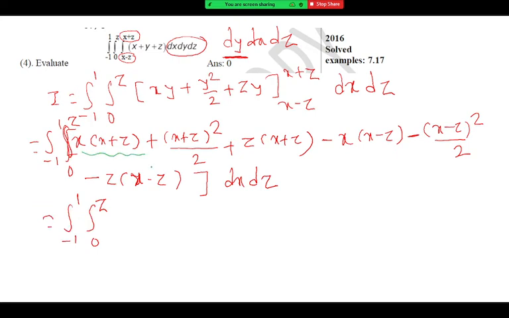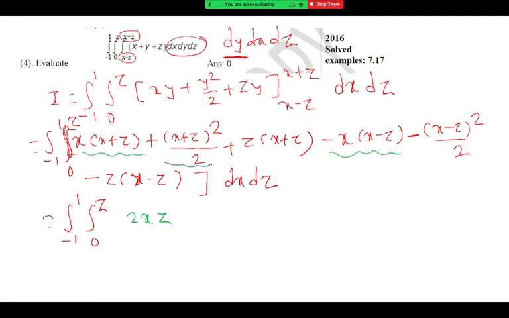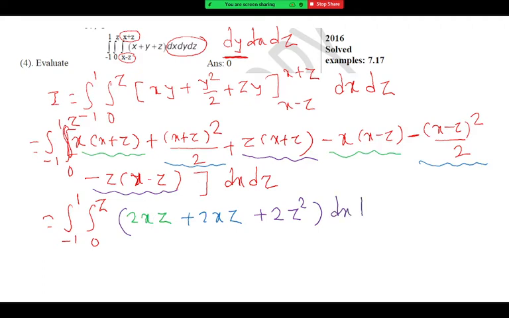If you simplify these two terms, this term and this term, can you tell me what we are left with? 2xz, yes, correct. Then 2z square. Just one minute, and what will be the simplification of this term with this term? 2xz again. And lastly, we have left this term with this term, 2z square. Correct. So that is the simplification that we have. Now this is a 2xz there.